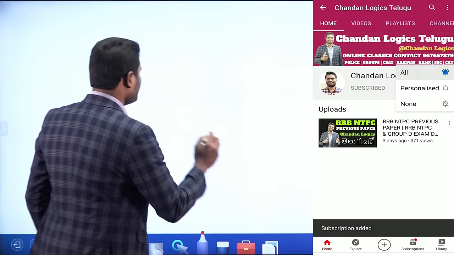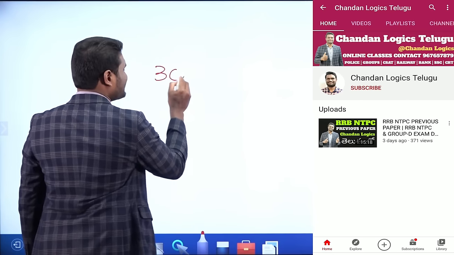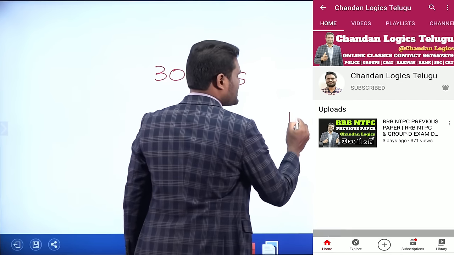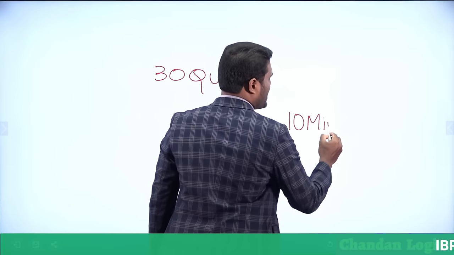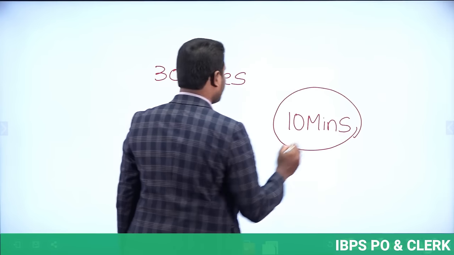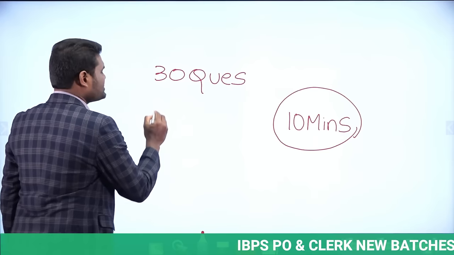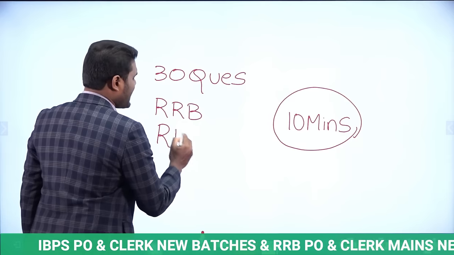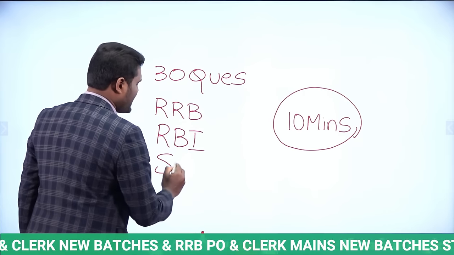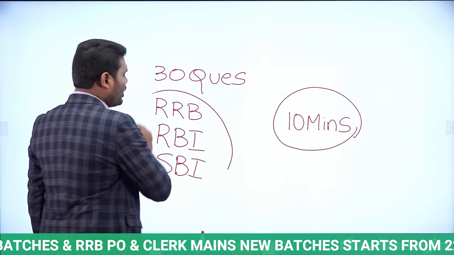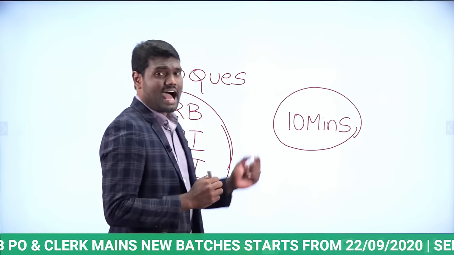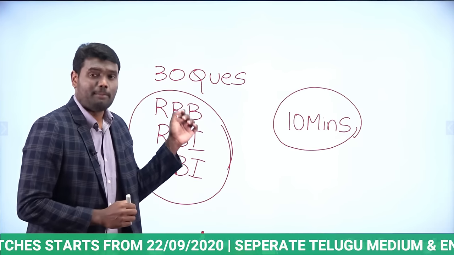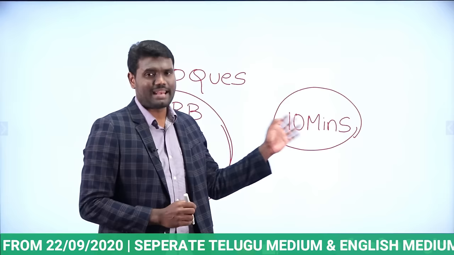Okay? So what we'll be doing is we will solve a total of 30 simplification questions in just 10 minutes of time. And whatever questions we are going to solve in this video are nothing but the questions that were asked in recent RRB exams, RBI exams and SBI exams. We will solve all 30 questions based upon simplification in just 10 minutes of time.